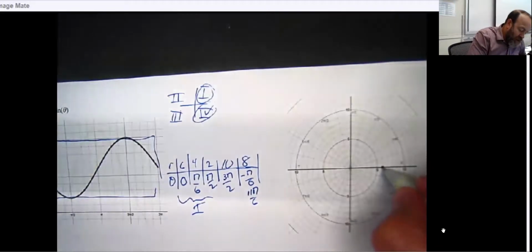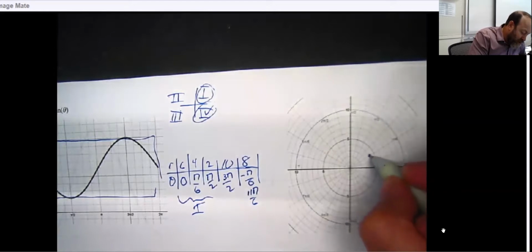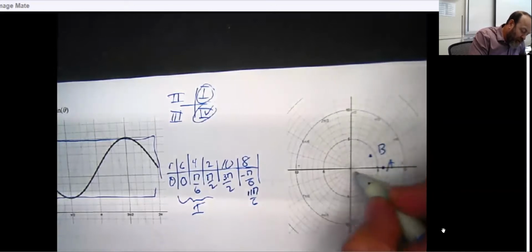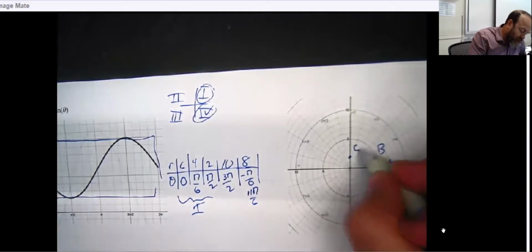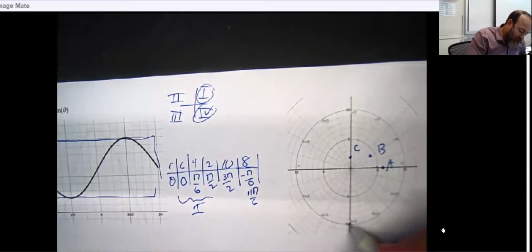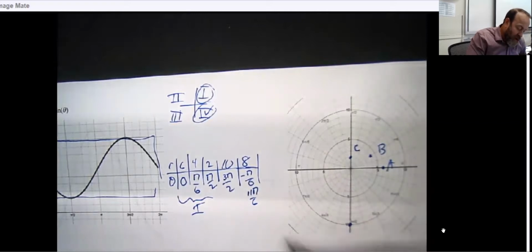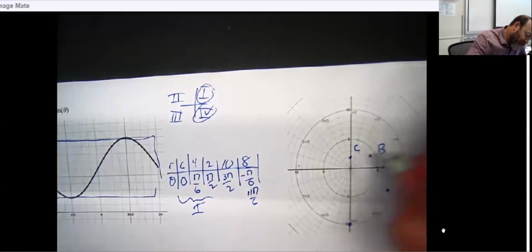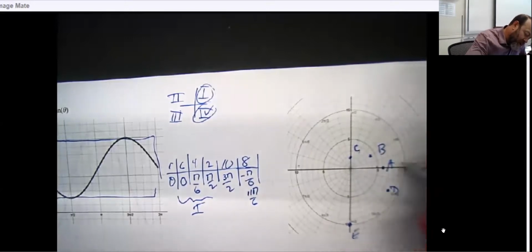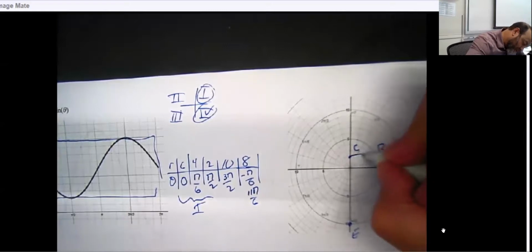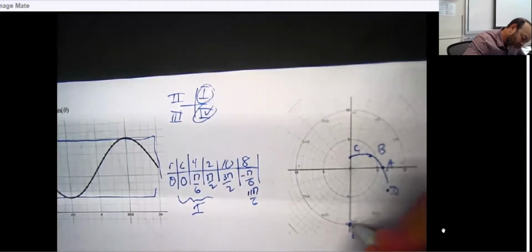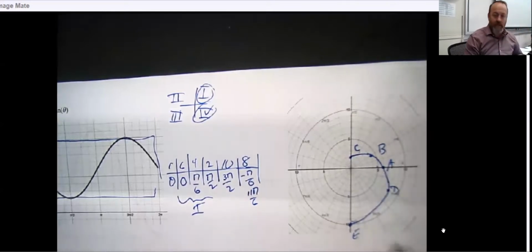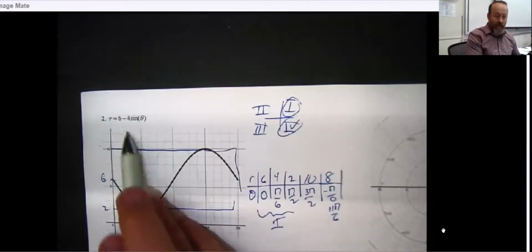So I have 6 at angle 0, 4 by the time I reach the angle pi over 6. I'm all the way down to 2 by the time I reach pi over 2. I'm at 10 out here at 3 pi over 2. And I'm at 8 at 11 pi over 6, also known as negative pi over 6. So if I play connect the dots, I guess I'll call these D and E, but it doesn't matter. It's getting bigger and bigger and bigger. And you'll notice, as you should have predicted, it is bigger going down because of that minus sign that's connected to that.